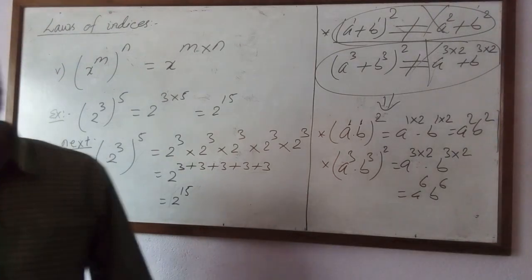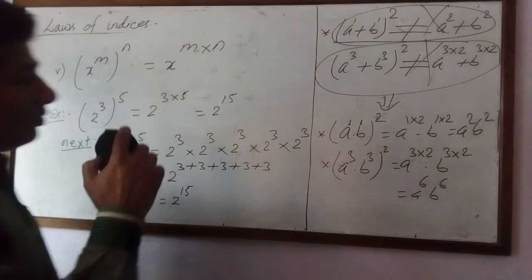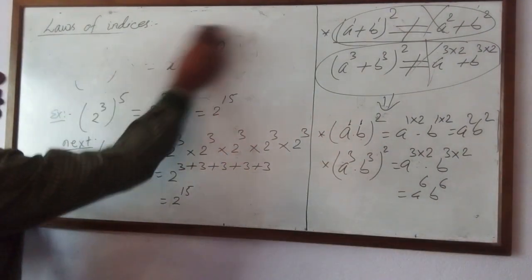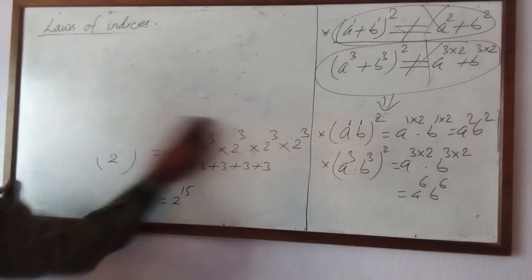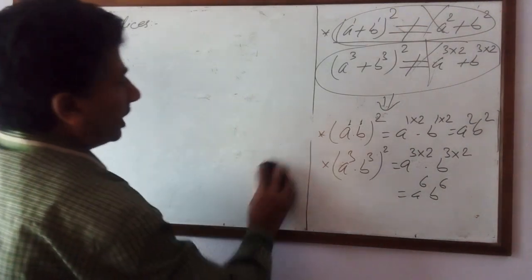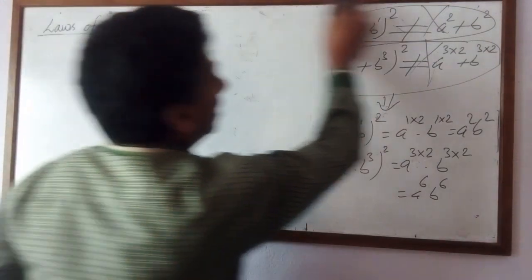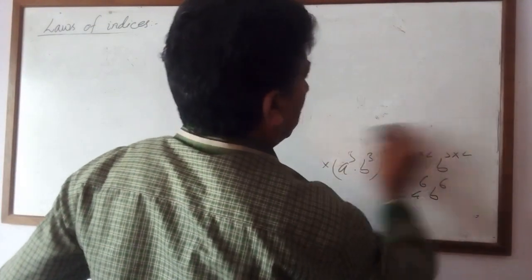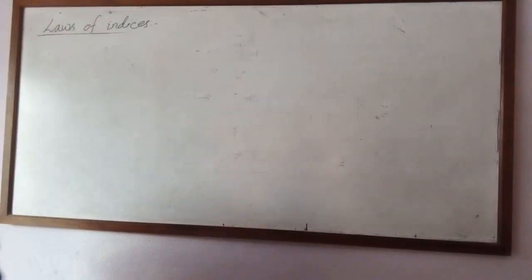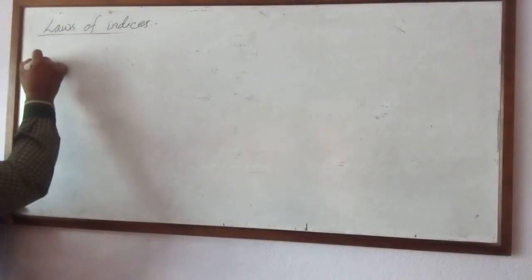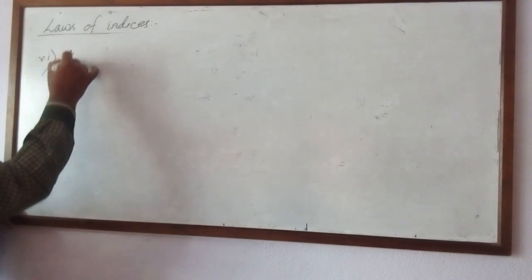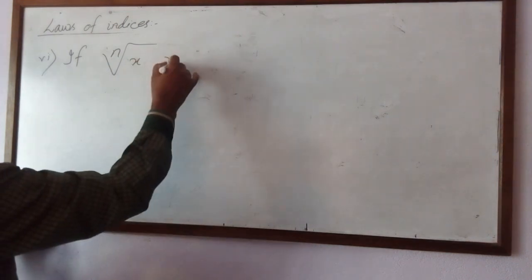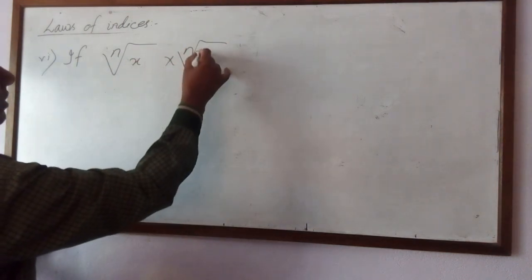After this, one more. Find this one. Next rule, that is related with the radical sign, which we also say surds. Now next one, if the nth root of x is one surd having the same radical, nth root of y.